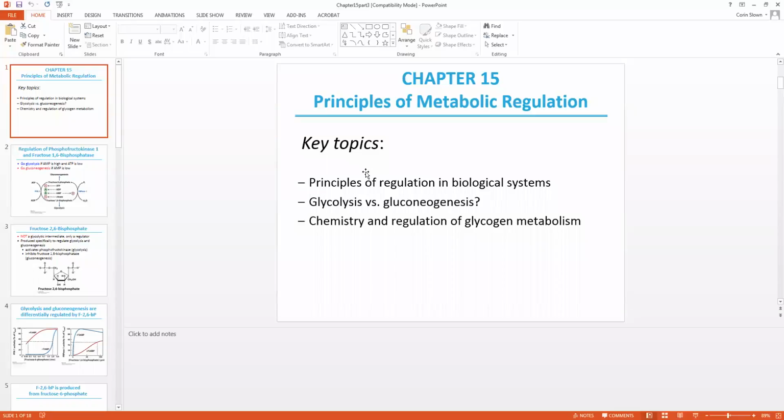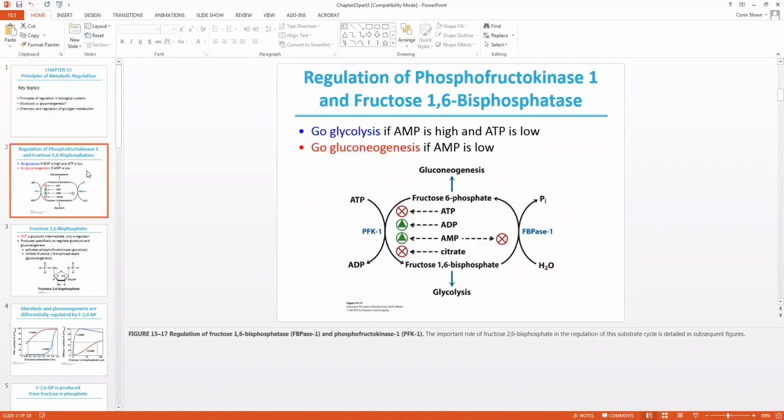So we're going to wrap up our Chapter 15, Principles of Metabolic Regulation, by continuing to look at the regulation of phosphofructokinase 1 and fructose 1,6-bisphosphate. So we go glycolysis if AMP is high and ATP is low. We go gluconeogenesis if AMP is low. And so this really shows the important role of fructose 2,6-bisphosphate in the regulation of the substrate cycle.